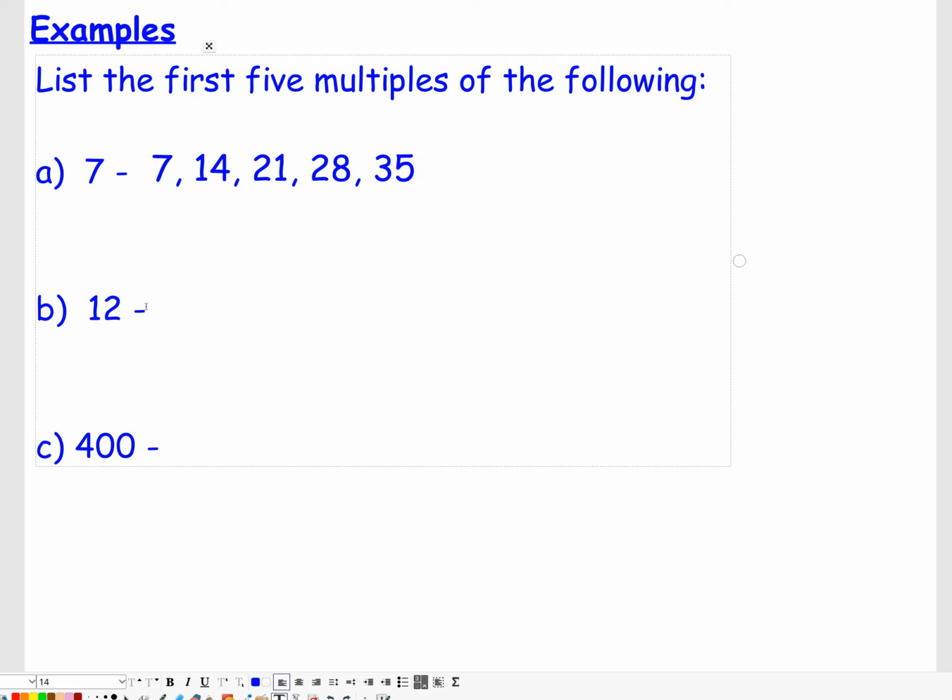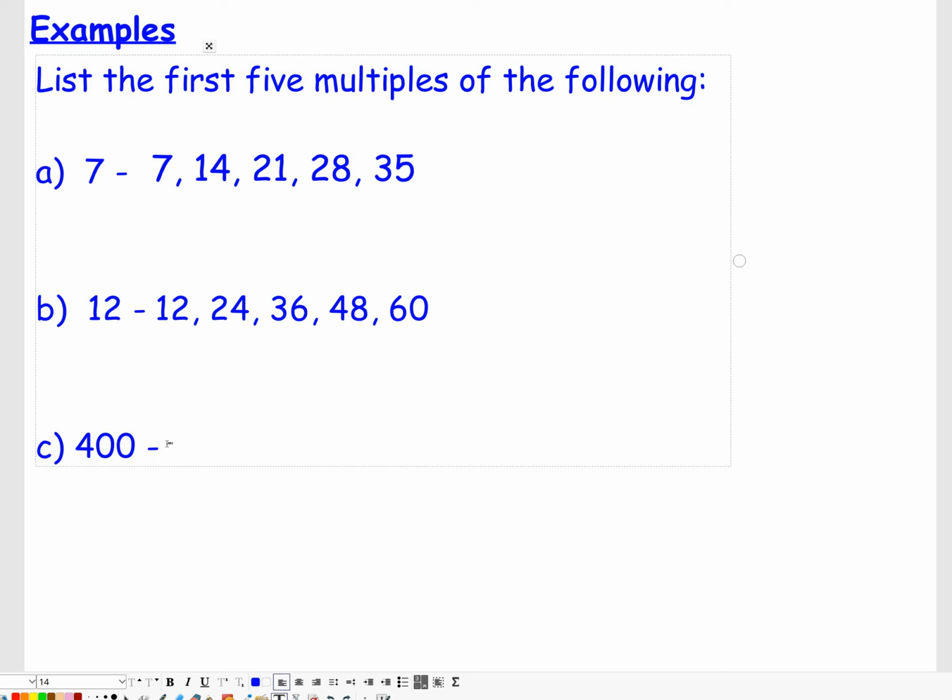Then the 12 times table. So the first 5 multiples of 12 would be 12, 2 times 12 is 24, then we've got 36, 48, and then finally 5 times 12 is 60.